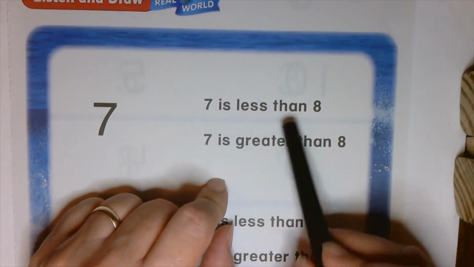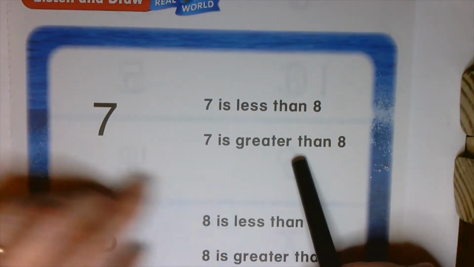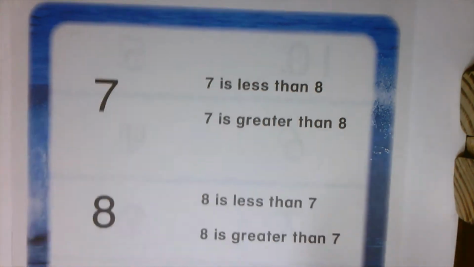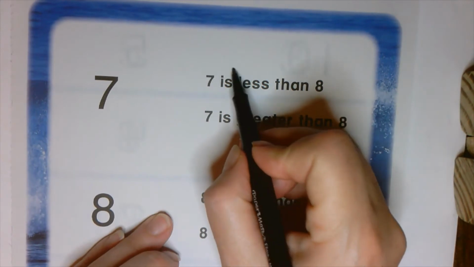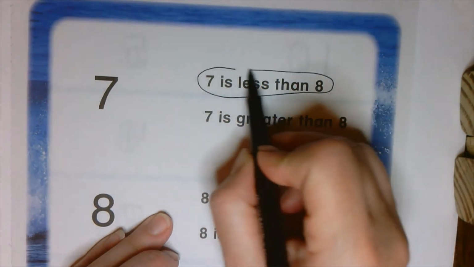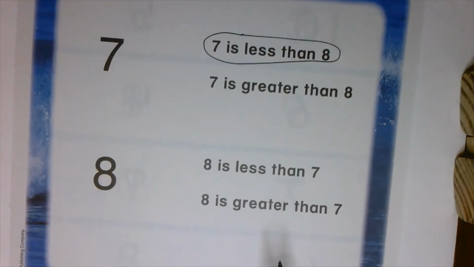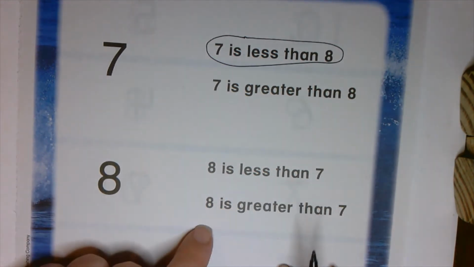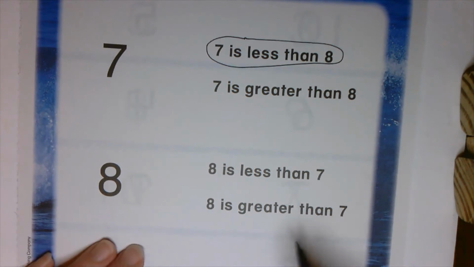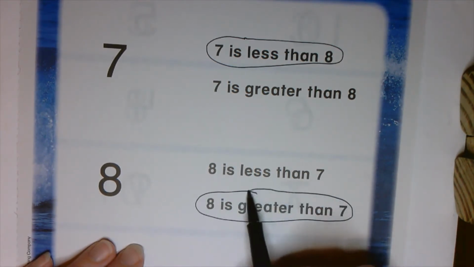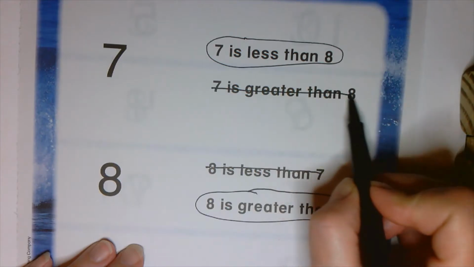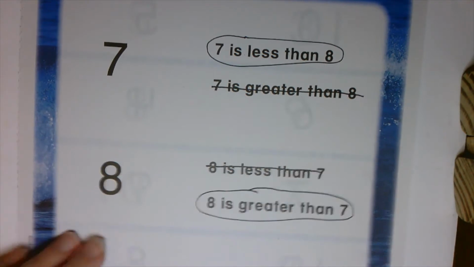7 is less than 8, 7 is greater than 8. Well, when you look at 7 and 8, you know that 8 is bigger and 7 is smaller, right? 7 is less than 8. So go ahead and circle 7 is less than 8. Then here, 8 is less than 7. 8 is greater than 7. Well, you know 8 is greater. So you're going to circle this one. Now, you don't have to, but if you want to, you could go ahead and cross these out because you know those are not true.